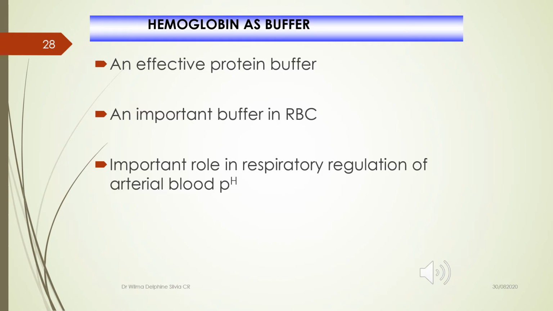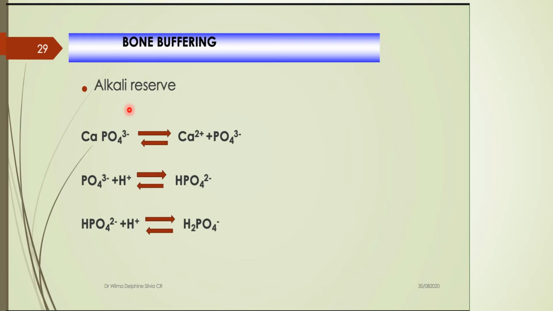An effective protein buffer is hemoglobin, which is an important buffer in RBC, and it has an important role in respiratory regulation of pH. Hemoglobin has approximately 6 times the buffering capacity of the plasma proteins in blood due to its high concentration and its 38 histidine residues. The pK value of oxyhemoglobin is about 6.6, while that of deoxyhemoglobin is about 8.2. Thus, at pH 7.4 of normal blood, both are equidistant from their pK values, and so both are equally good buffers.